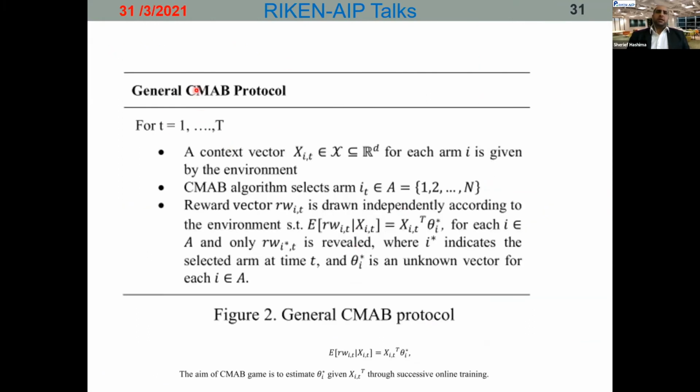This is the general contextual multi-armed bandit protocol. For each trial, we have to find the context vector that gives the information, and then upon the context vector, the algorithm will select the arm and get its reward, and the context vector will have a great effect in choosing the best arm.